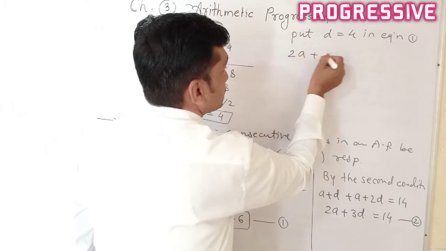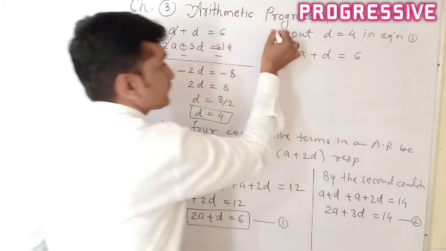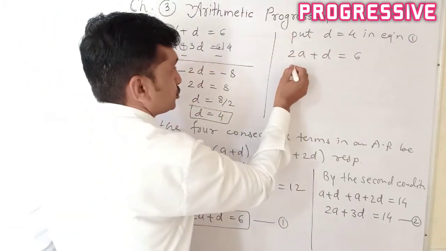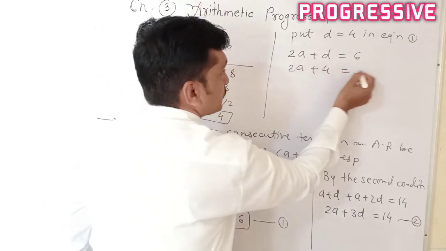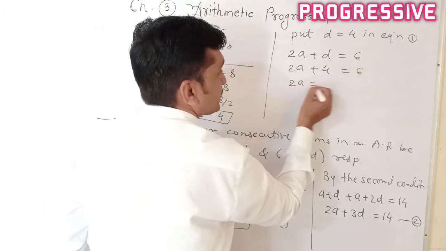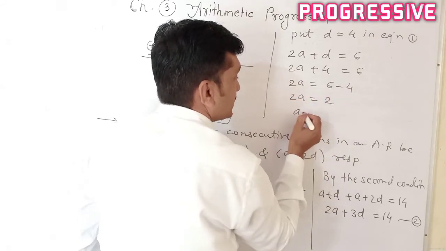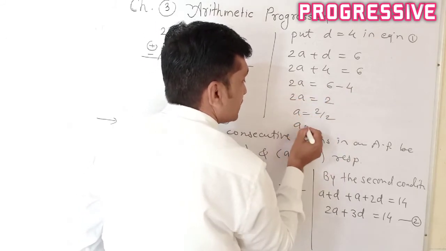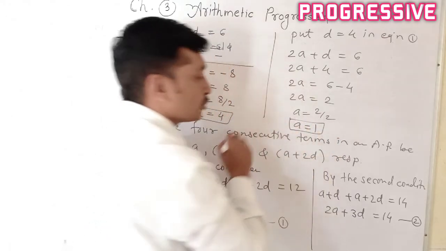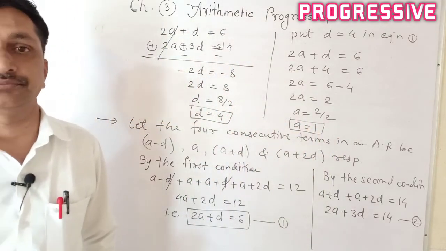Equation 1 is 2a plus d is equal to 6. 2a plus 4 is equal to 6. 2a is equal to 6 minus 4. 2a is equal to 2. A is equal to 2 by 2. A is equal to 1. We got the value of a also.